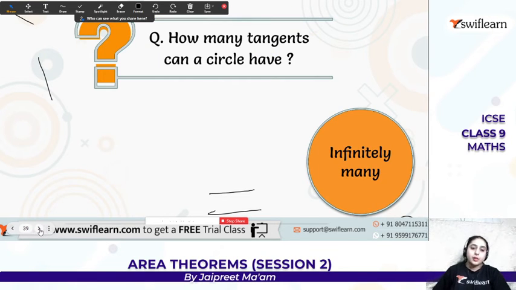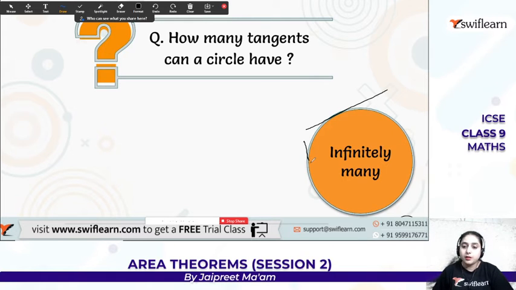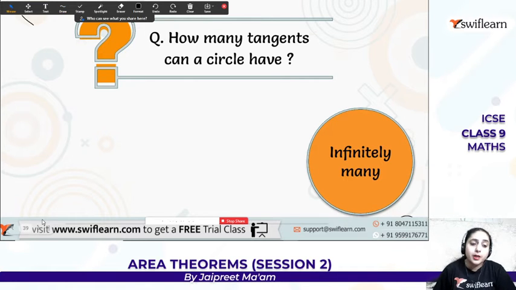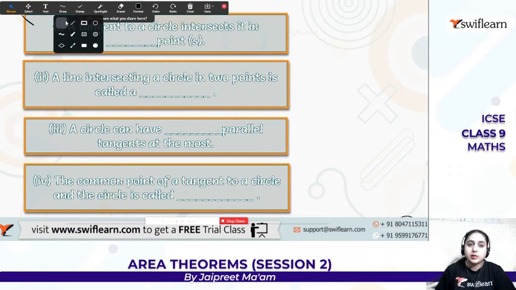Let's explore some more things. So how many tangents can a circle have? It can have infinitely many. So one point it has to join. So it can have many tangents because a circle is formed of so many points. Now let's solve some more questions.